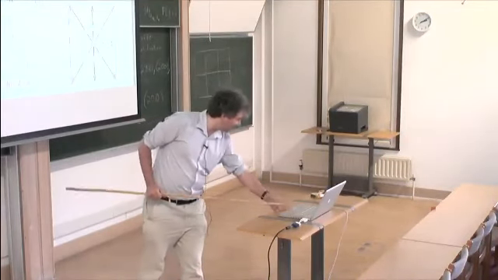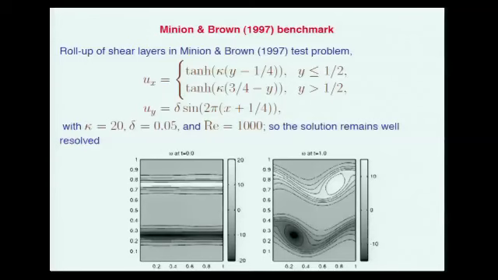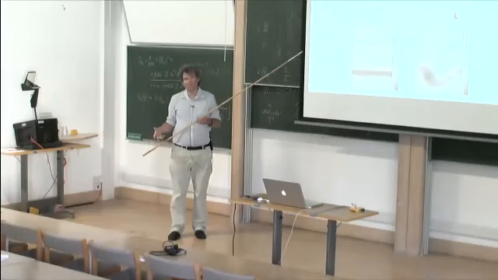But I like to show, this is more motivational, it might actually be useful for something. This is the Minion and Brown benchmark, which has been used in the incompressible Navier-Stokes CFD community as a way of seeing what happens with different numerical schemes when you try and solve a problem that you can't really resolve on the grid you're using.